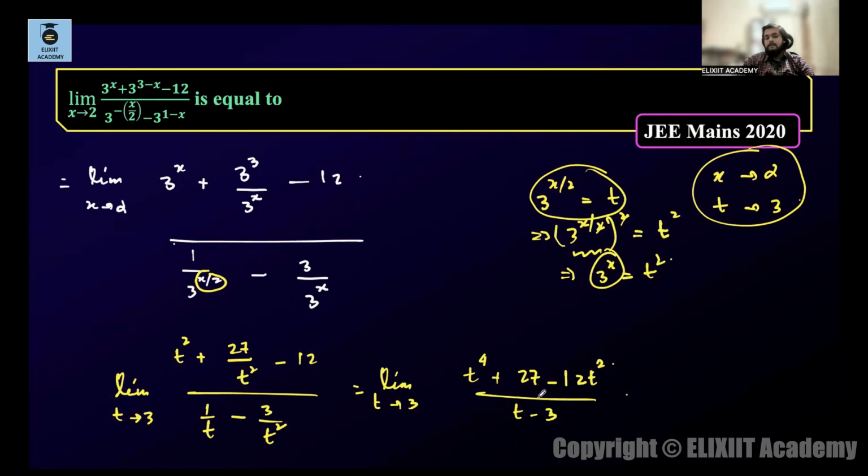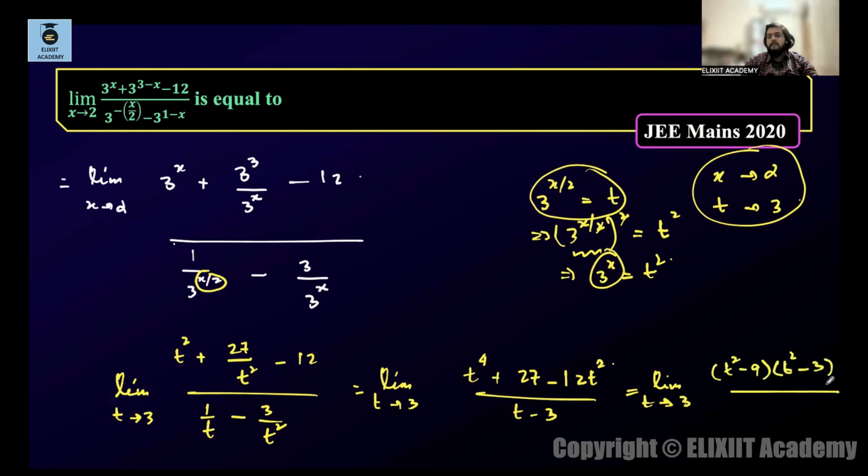Now we try to factorize this. You can clearly see that it is factorizable, and it's a quadratic in t square. It's almost specifically biquadratic, but it's a very basic quadratic in t square. So we try to factorize this. Once you factor this, limit t tending to 3, this will become t square minus 9 times t square minus 3. You can factorize and check.